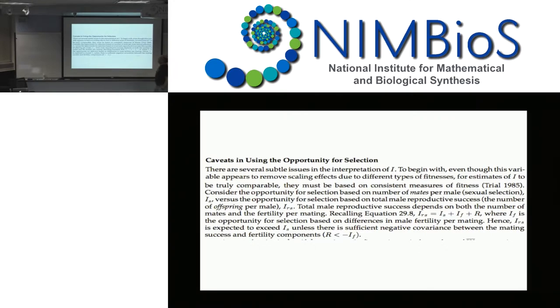So what are some of the caveats in using the opportunity for selection? Because it seems like it's a pretty good measure. It's character independent. It seems to have some nice features. Well, that's true, but with any measure, you need to be a little bit careful.